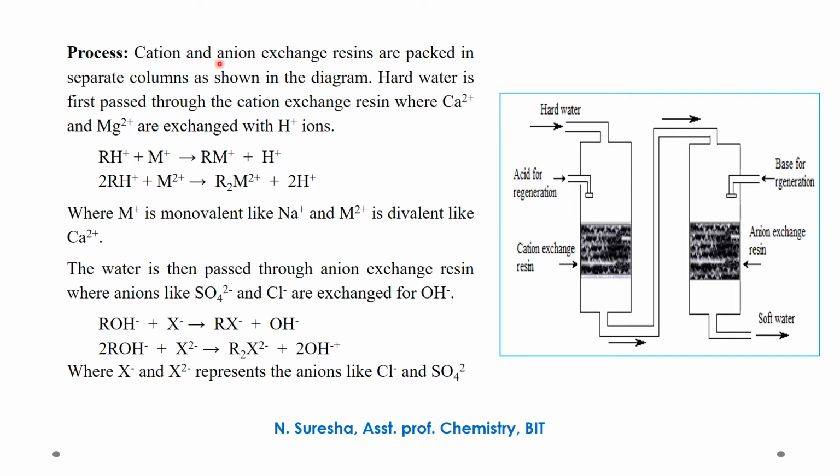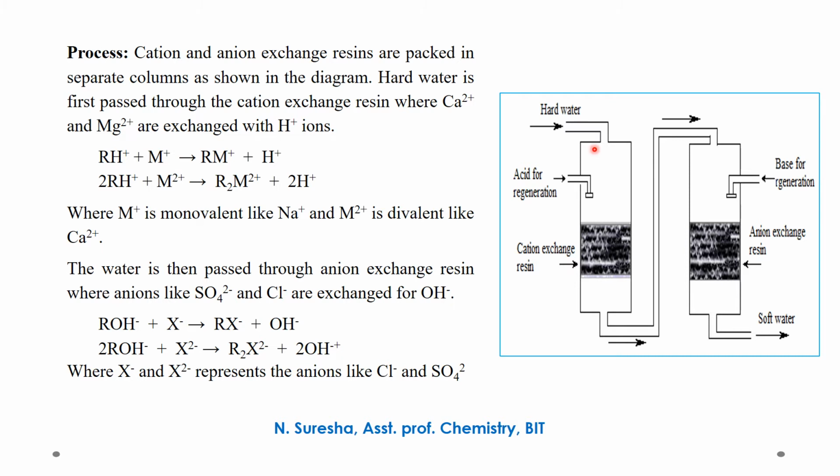Cation and anion exchange resins are packed in separate columns as shown in the diagram. Look at this diagram. The first column is fitted with cation exchange resin and the second column is fitted with anion exchange resin. The hard water contains the salts of calcium and magnesium, that is calcium ions, magnesium ions, and also anions like sulfate ions and chloride ions. At this stage, the water contains both cations and anions.